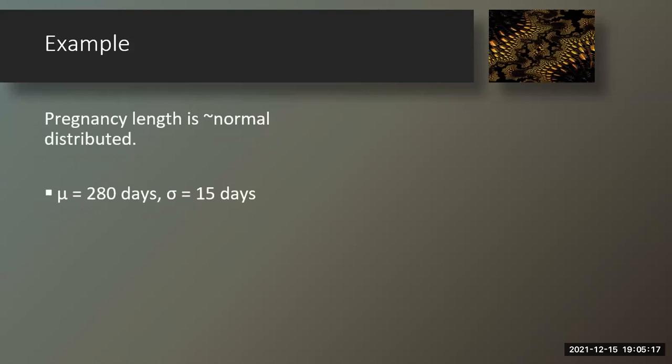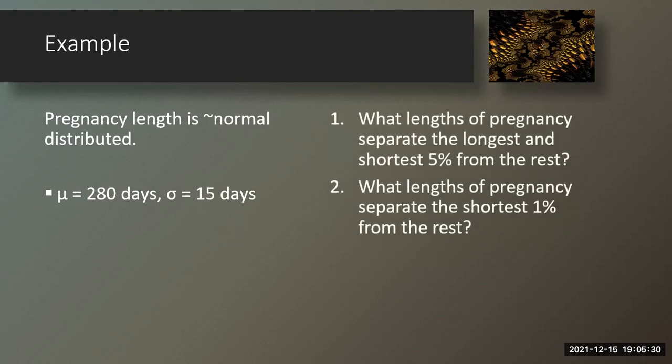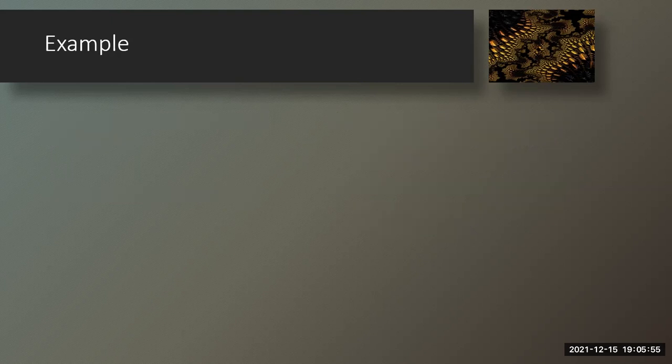Another example. Oh, pregnancy, the miracle of birth. It's normally distributed. The mean is 280 days, and the standard deviation is 15 days. So we have a couple of questions here. What lengths of pregnancy separate the longest and shortest 5% from the rest? And what length of pregnancy separates the shortest 1% from the rest? I'll remind you that short pregnancies can lead to babies that need lots of very important care very early in life.